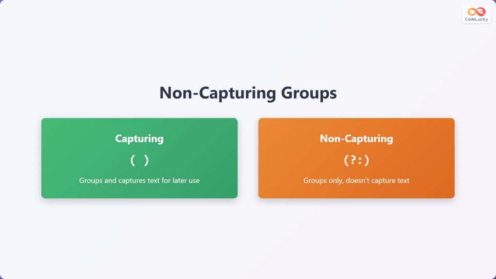It is important to understand the difference between capturing and non-capturing groups. On the left, a capturing group is represented by an opening and closing parenthesis. It groups and captures text for later use. On the right, a non-capturing group is represented by an opening parenthesis, ?:, and a closing parenthesis. This only groups the text, it does not capture it for later use.